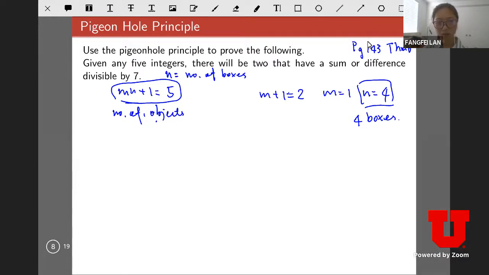Okay, then let's keep going. So we have 4 boxes. How do we want to distribute? What do we want to do next? What do we think?